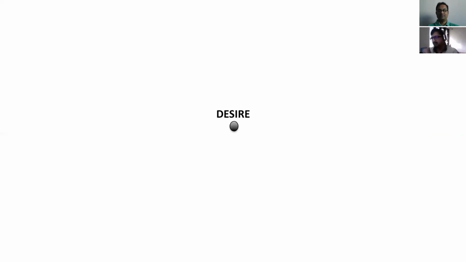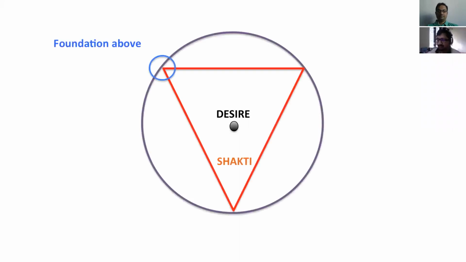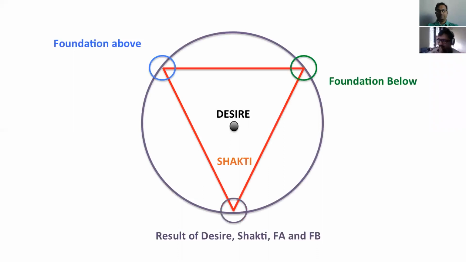As I briefly mentioned in my Purva Phalguni videos, every nakshatra has its own fundamental pattern of desire, the Shakti, the foundation above, the foundation below, and the result of the desire, Shakti, and foundation above and below. So this is a fundamental expression pattern for every nakshatra. And this is giving you clues about everything that is associated with this nakshatra.